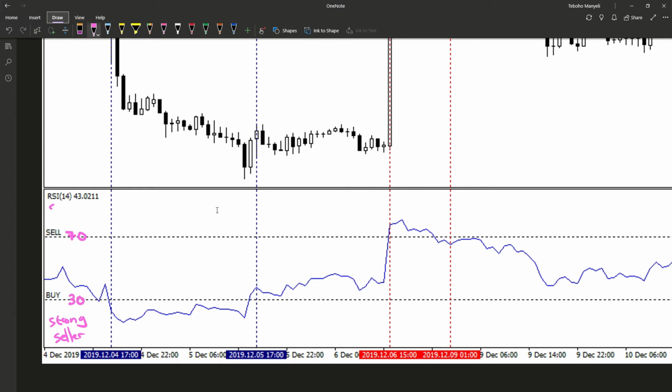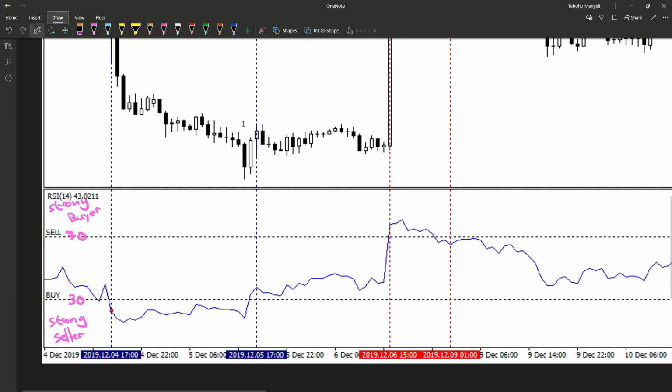Okay, here we've got strong buyers, and as soon as they lose their strength, we also own them. Alright, now starting off with the sellers, the RSI closed here for the first time in 2019 on the 4th of December at 5 p.m.